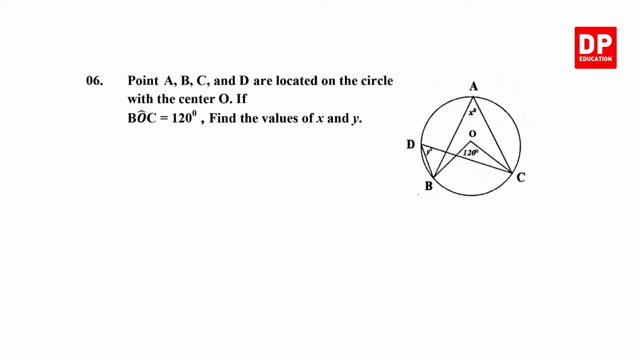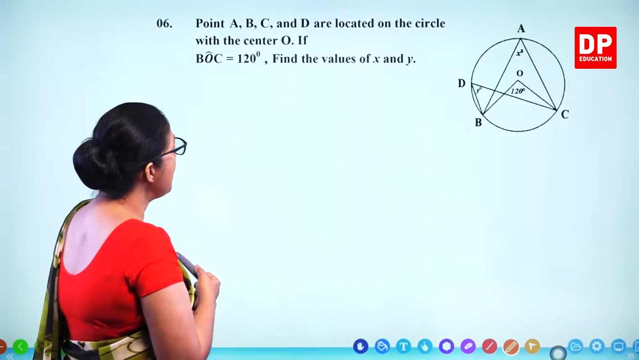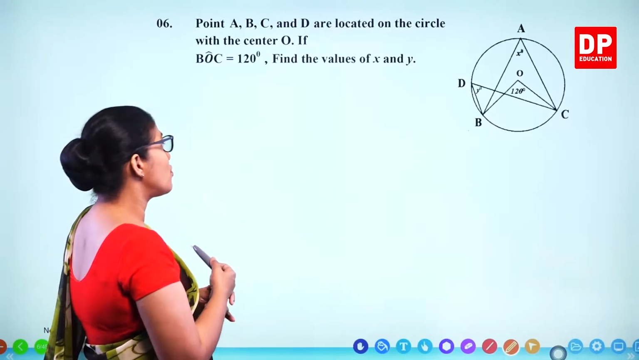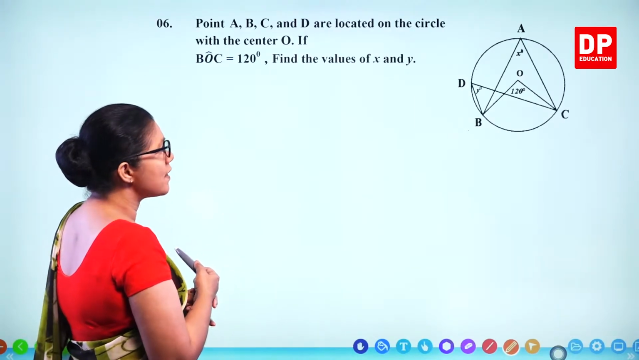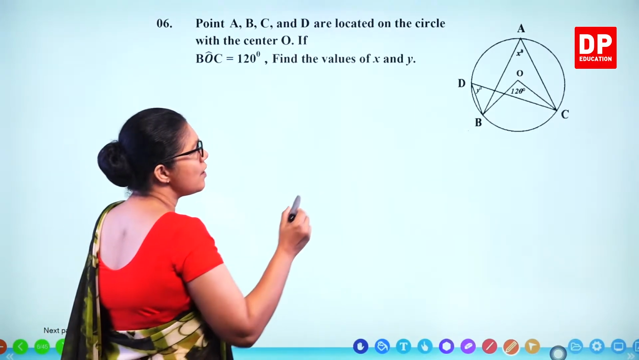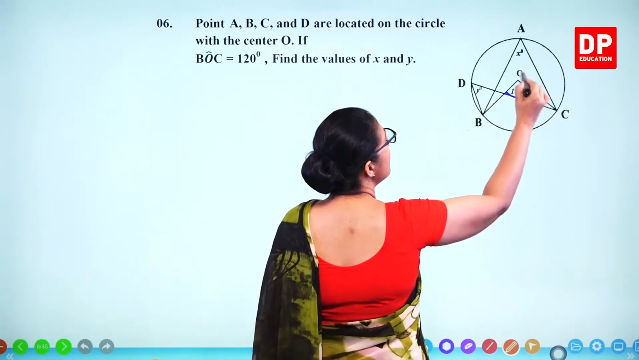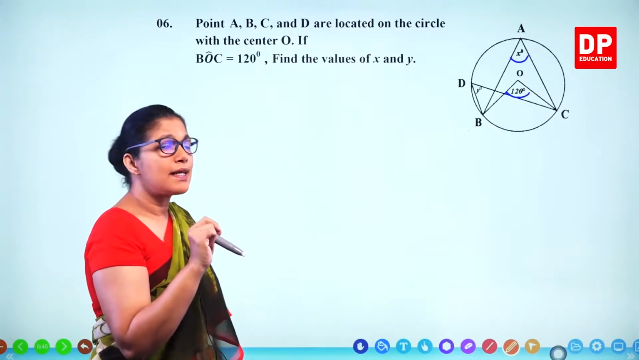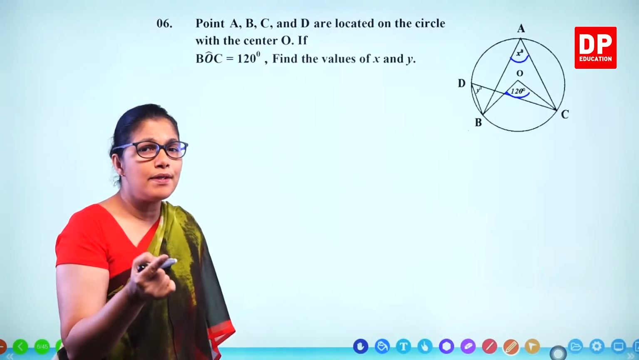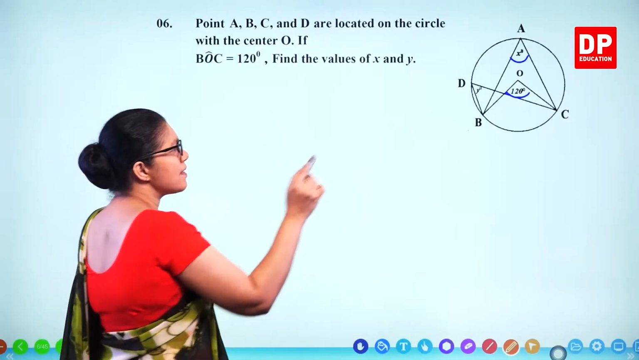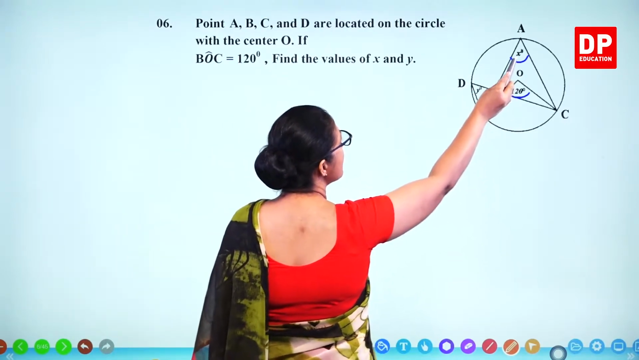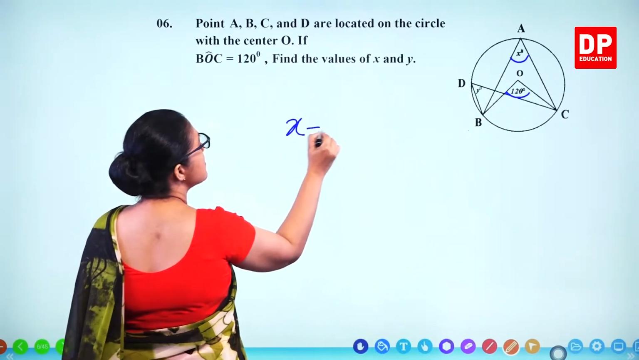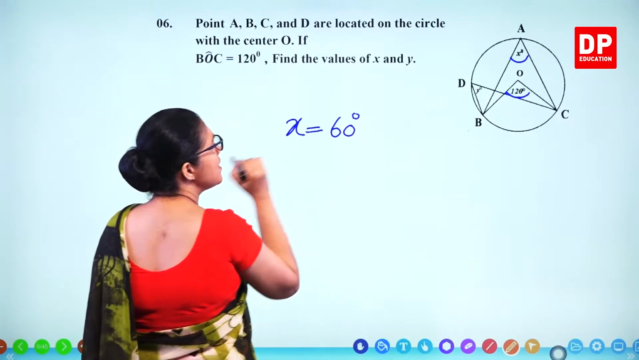Question number 6. Points A, B, C and D are located on the circle with the center O. If BOC is 120 degrees, find the values of x and y. So straight away you can find out the x value. What's the relationship? The angle subtended at the center is double the angle subtended on the circumference. If this is 120, x is 60 degrees, half of 120.